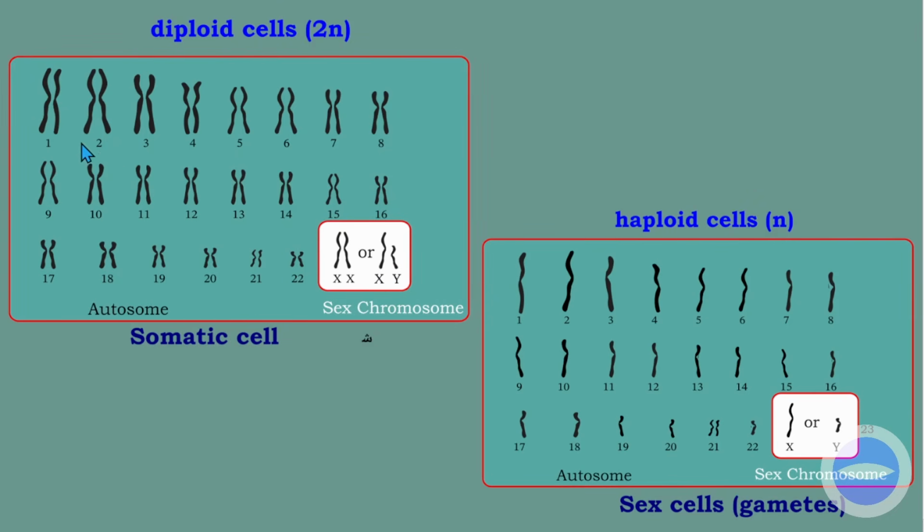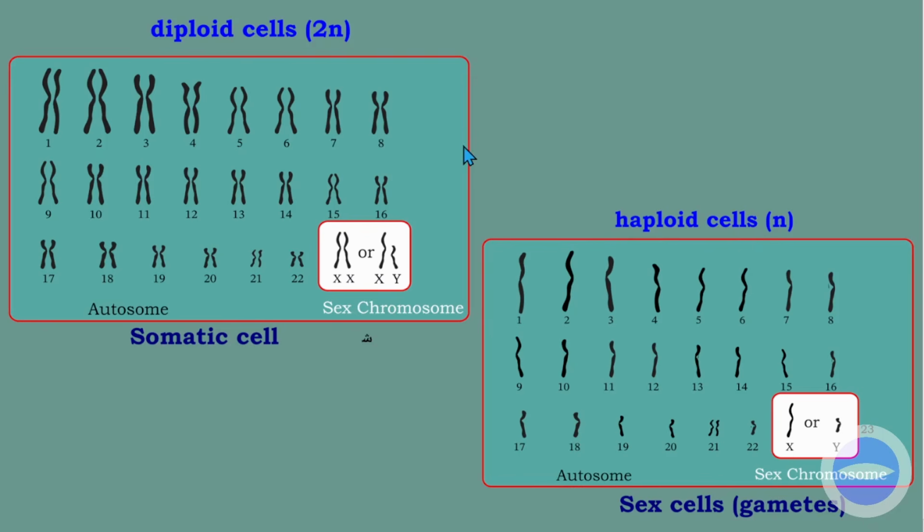Diploid cells just means you have pairs of chromosomes. We have chromosomes from our father and we have chromosomes from our mother. So we call it a diploid cell. Somatic cells are body cells. Body cells are diploid cells. And after this cell goes through meiosis, we have haploid cells. So one function of meiosis is to produce haploid cells.